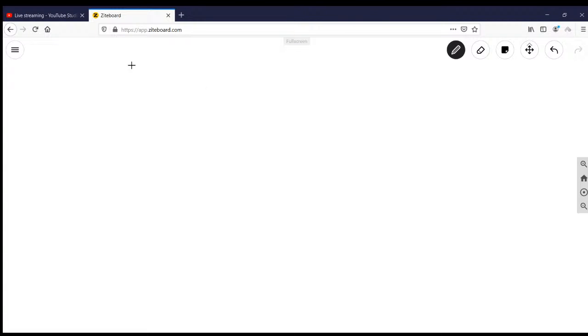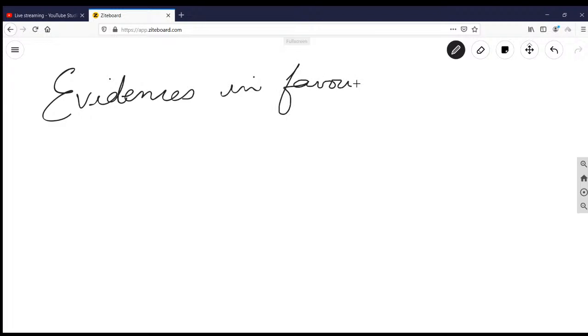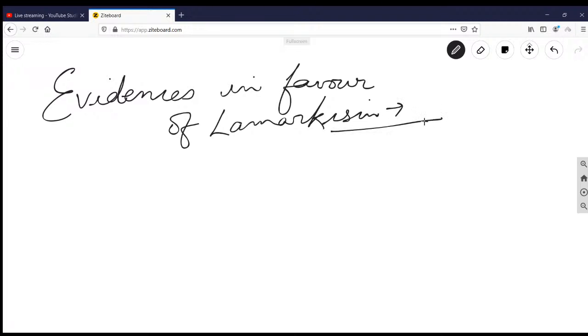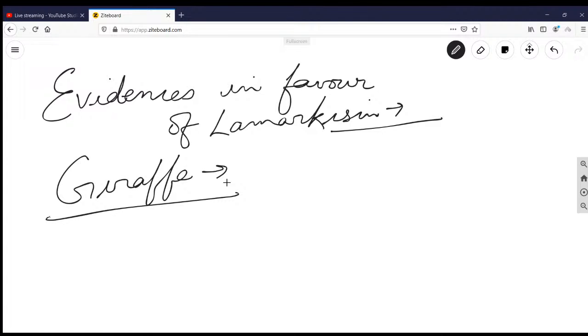Evidences in favor of Lamarckism. What kind of evidences did he have which made people believe that the Lamarckism theory is completely true? So if you take the example of the giraffe, the development of the present day giraffe, just listen to this. No need to write too much here. Present day giraffe is like what? It has got a long neck.